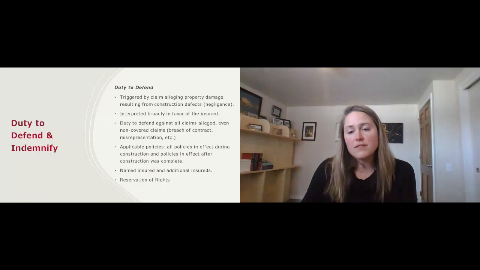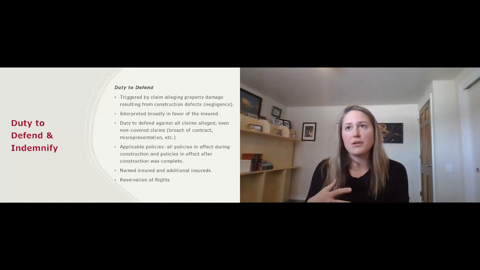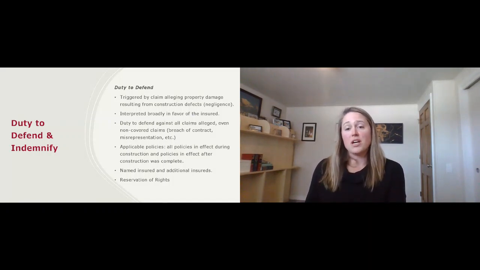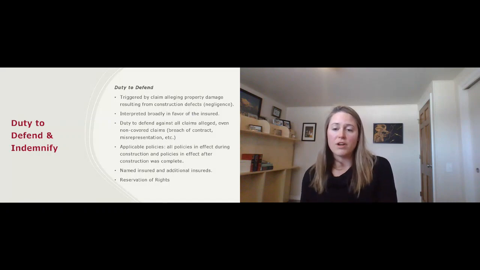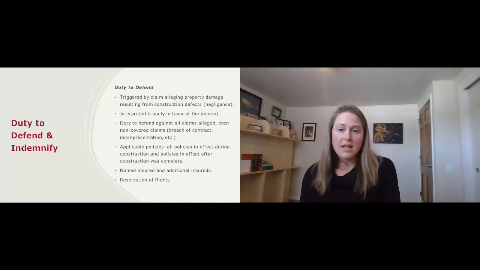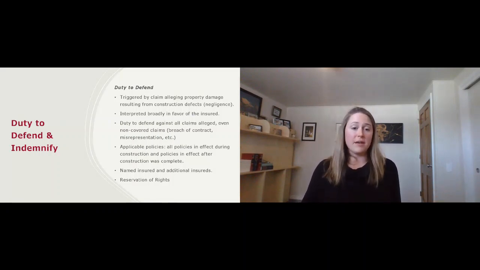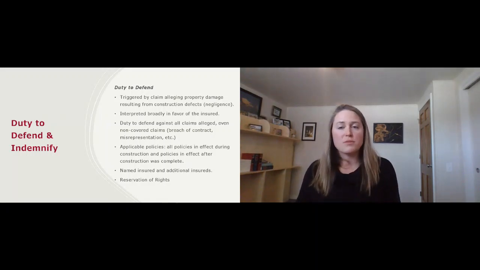And then reservation of rights letters. In practice, an insurance carrier will often, because they have to interpret their duty to defend broadly in favor of the insured, typically agree to defend the insured, but will issue what's called a reservation of rights letter to the insured, which basically says, we reserve the right to dispute coverage for this actual claim at a later date. Often they'll say, we don't actually think that we have to cover this claim. However, we will defend you, reserving our right to argue that there's no coverage later. So that's pretty much par for the course.